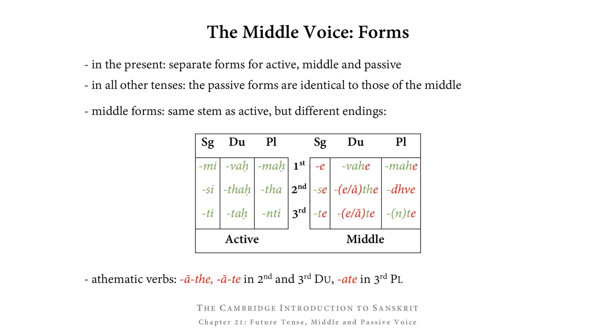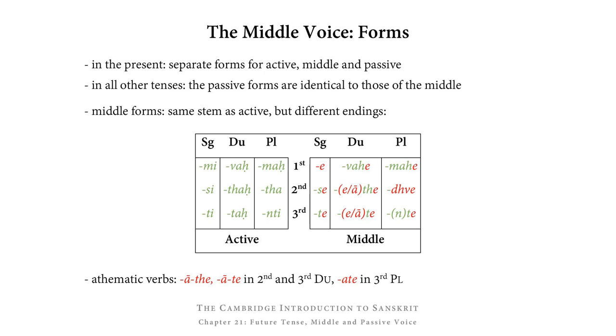different endings. What you can see here is a table comparing the active and middle primary endings. That's the endings that we find used in the present and in the future tense. And the active endings should be familiar to you at this point. So we have mi, si, ti, vah, thah, tah, mah, tha, anti.